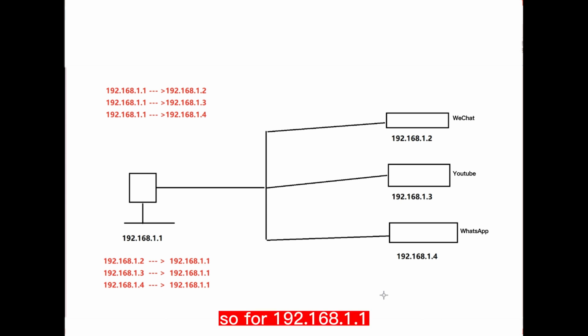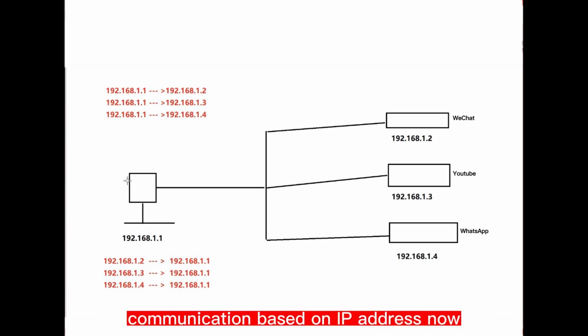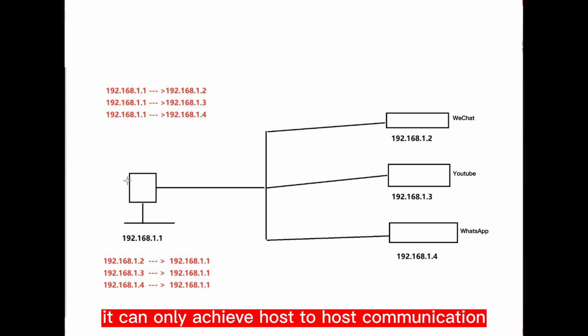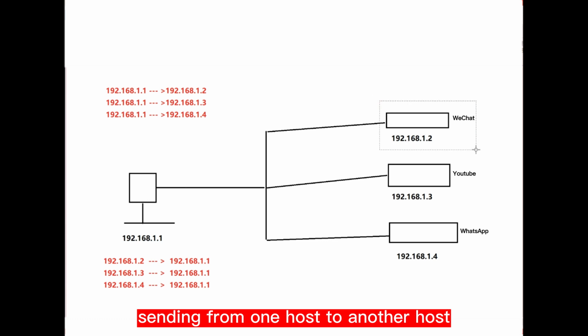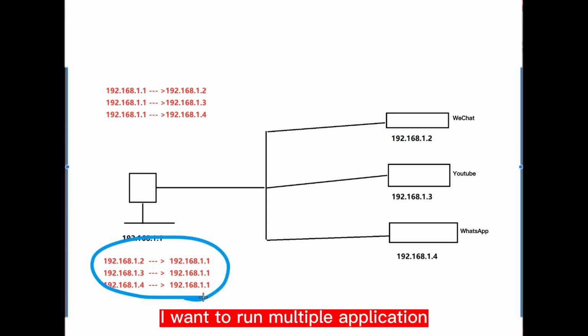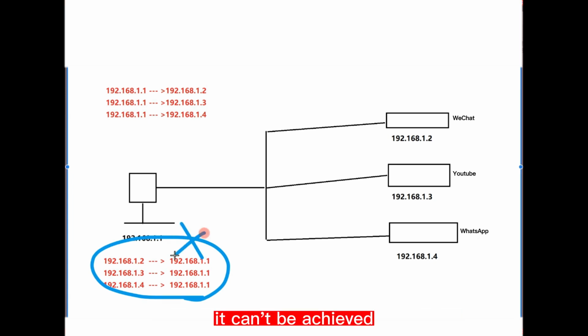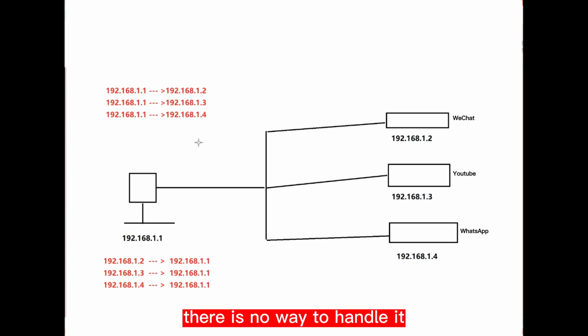So for 192.168.1.1, it is now time to differentiate and measure. How to distinguish different application services? Communication based on IP address can only achieve host-to-host communication, that is, sending from one host to another host. Nothing more. That's on the host. If I want to run multiple applications on one device and implement multiple services, application-to-application communication can't be achieved relying solely on IP addresses. There is no way to handle it.